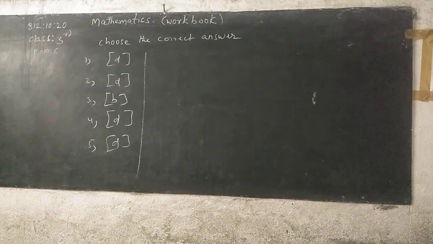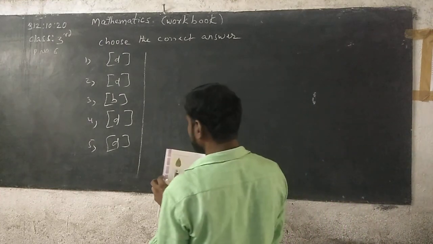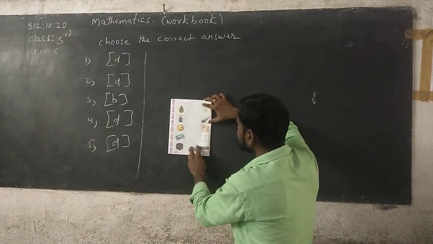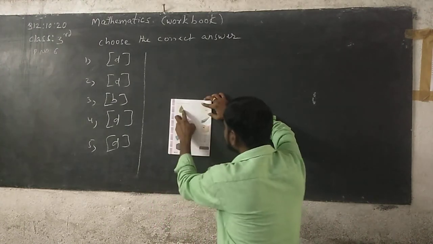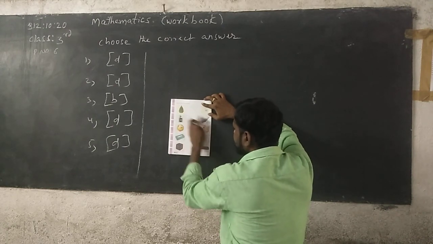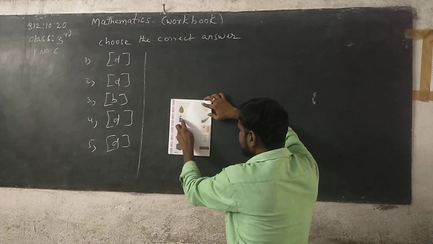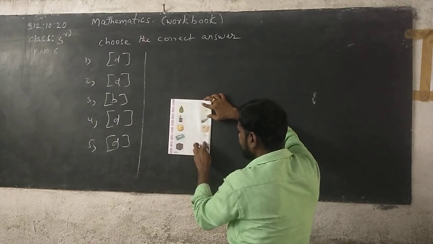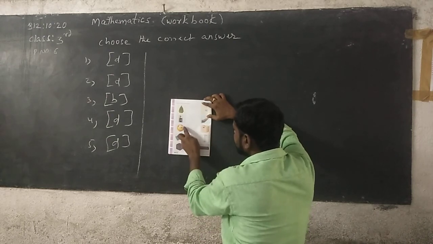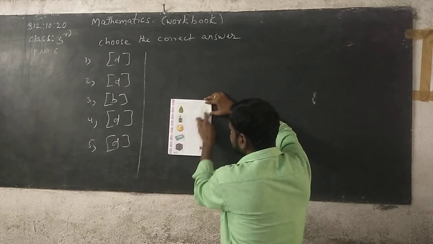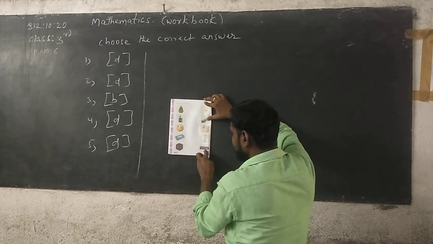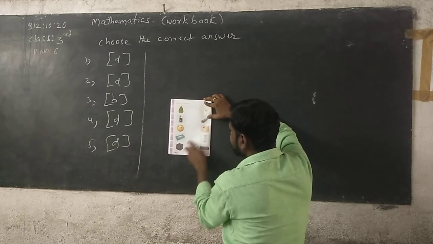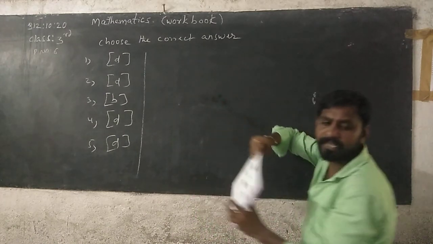Now next, page number 8. See here, match the similar shaped object. This is and this is in the shape of cone. These two. Next, this is and this is in the shape of cylinder. Match it. Next, this is in the shape of sphere. Next, this is in the shape of cuboid. Now this is in the shape of cube. So everybody match like that only.